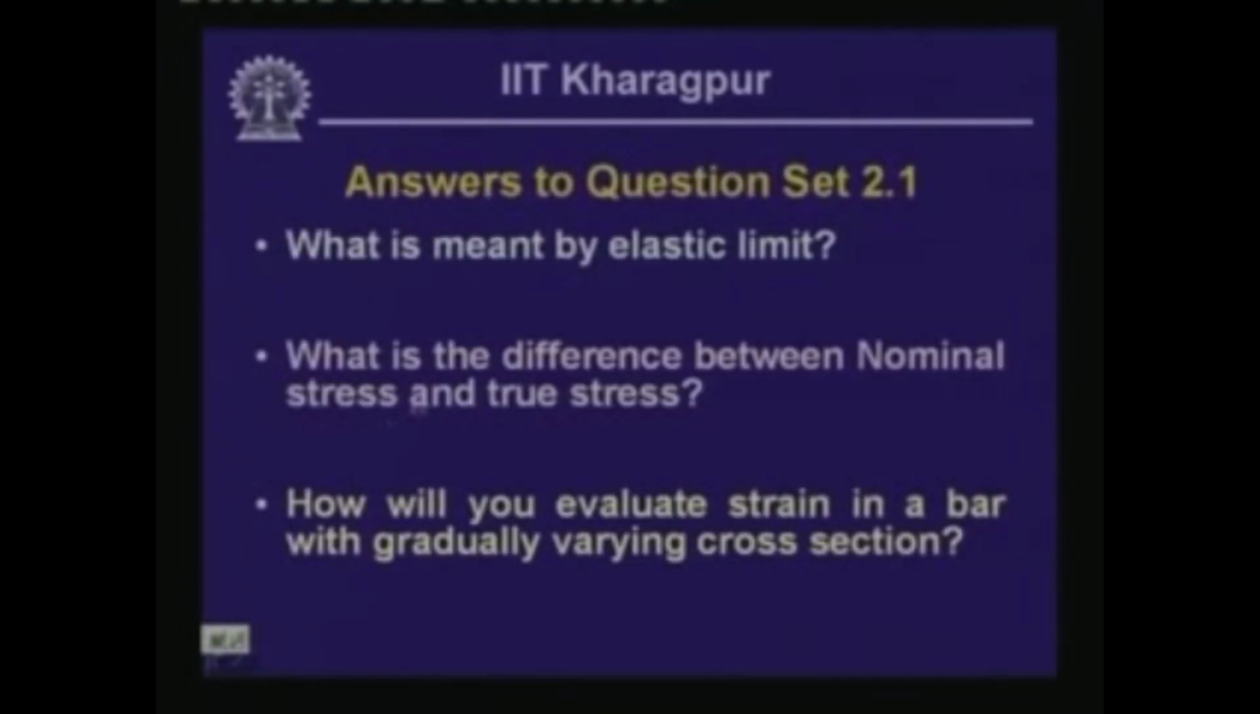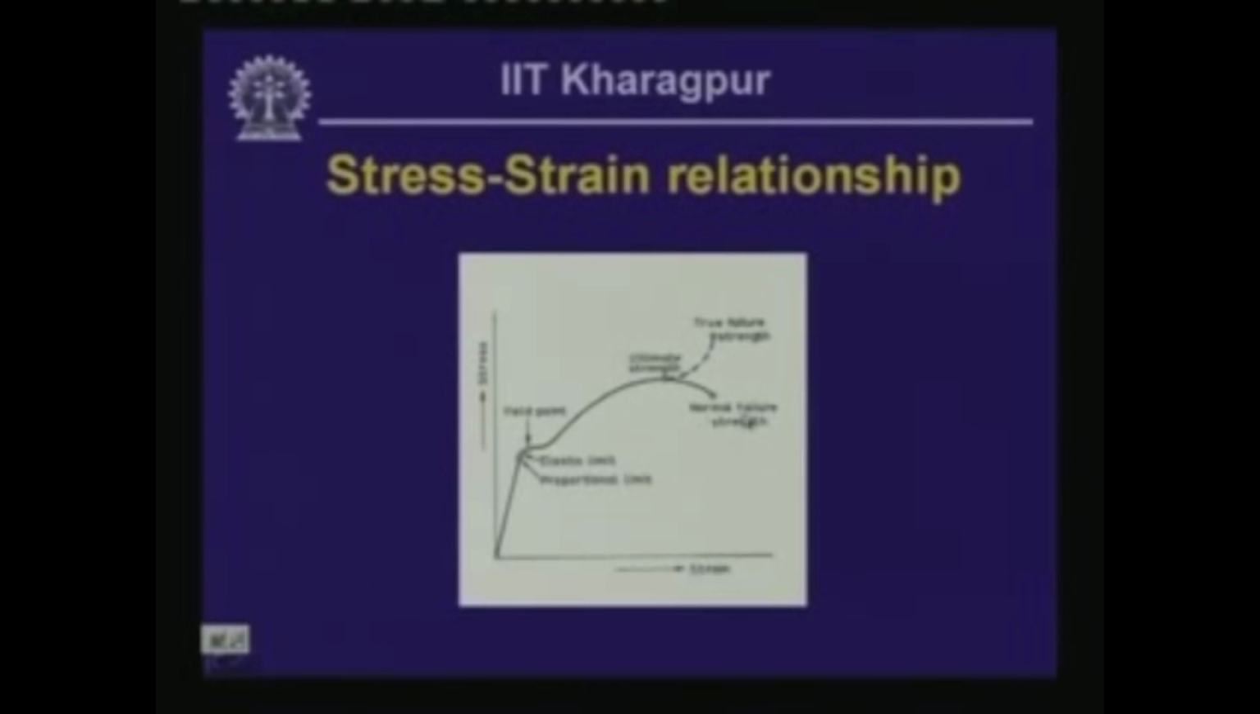The second question was: what is the difference between nominal stress and true stress? While discussing this stress-strain curve, I had explained that the stress at any point is given by the applied load divided by the cross-sectional area. When we take the original cross-sectional area, the stress we get, P divided by the cross-sectional area, we call nominal stress.